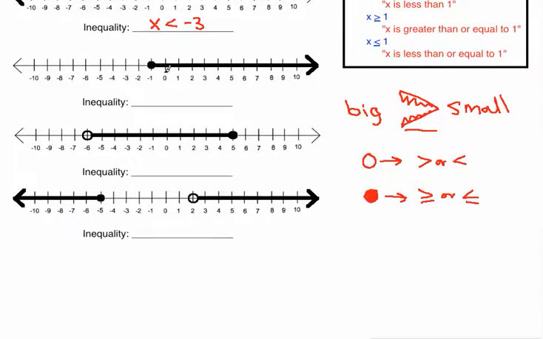In our second example, we've got a closed circle, and all the numbers bigger than -1 are shaded. So we know that x is going to be bigger than -1, and since this circle is filled in, it's greater than or equal to.